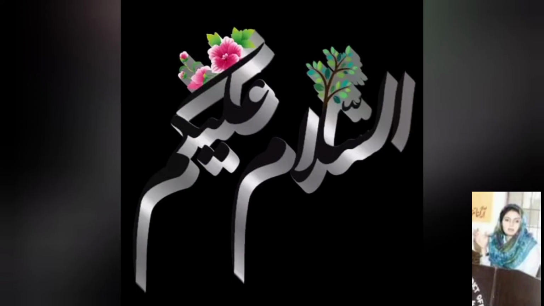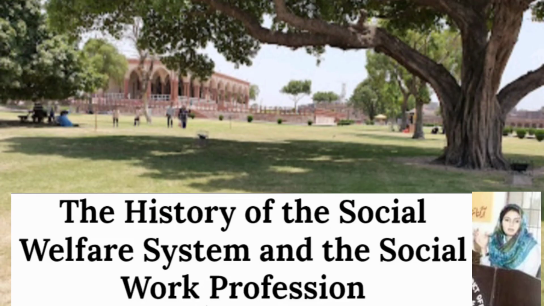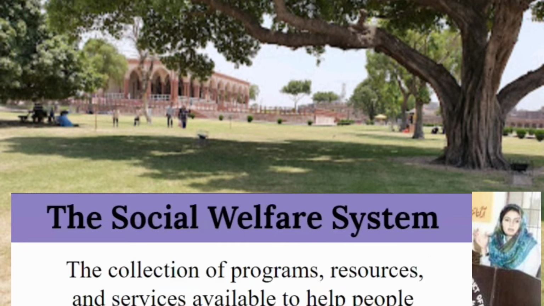Chapter 2, The History of the Social Welfare System and the Social Work Profession. The social welfare system is the collection of programs, resources, and services available to help people. Social welfare services are established through public laws and policies that are typically developed in response to a large-scale social need. These public policies and laws come from federal and state legislatures, local municipalities, and courts.